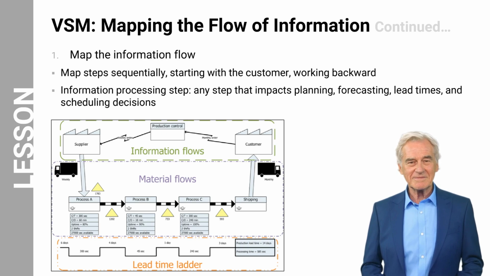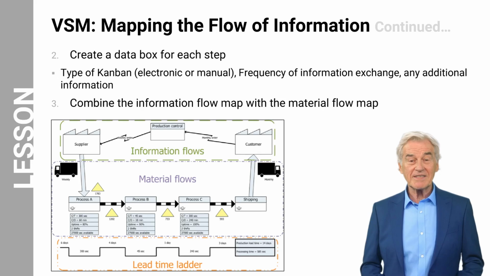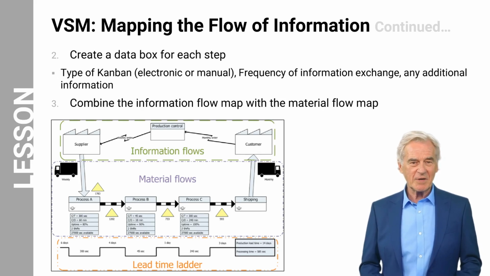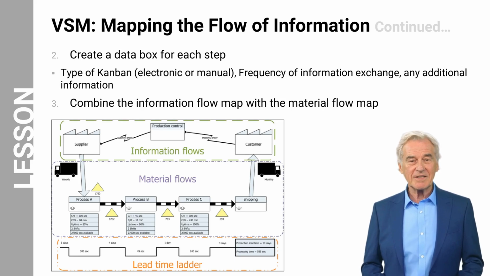The second step is to create a data box for each step. Information regarding the type of Kanban, electronic or manual, the frequency of the information exchange, and any additional information is included in the data boxes. The third step is to combine the information flow map with the material flow map.